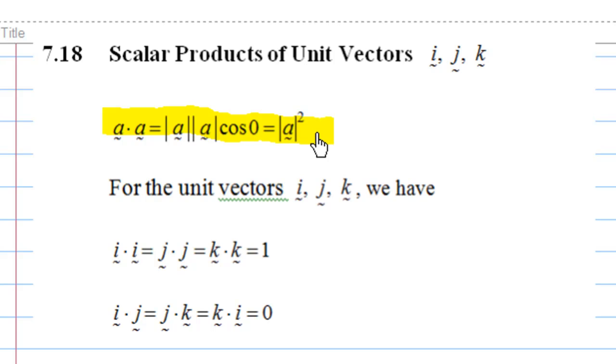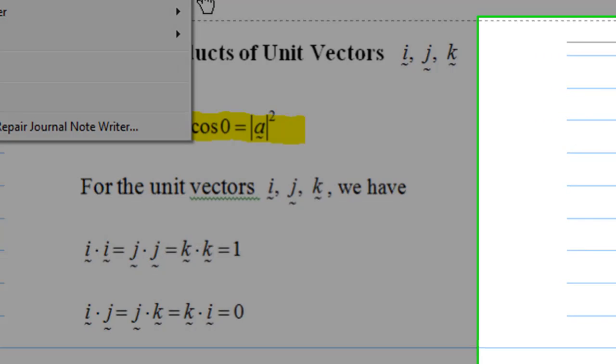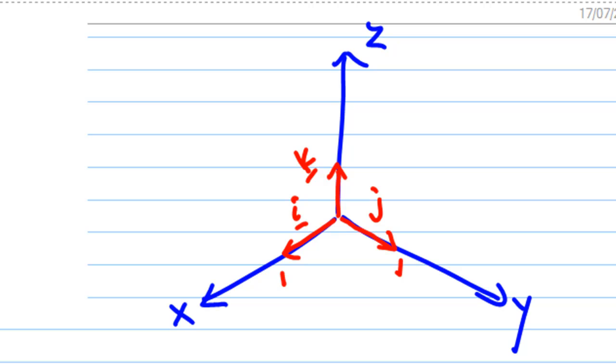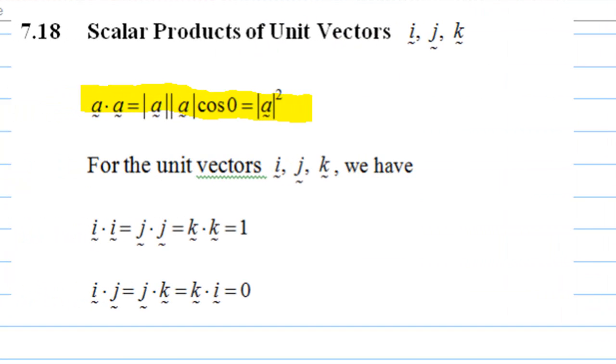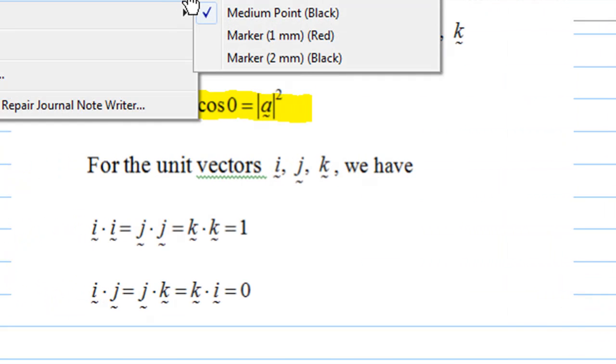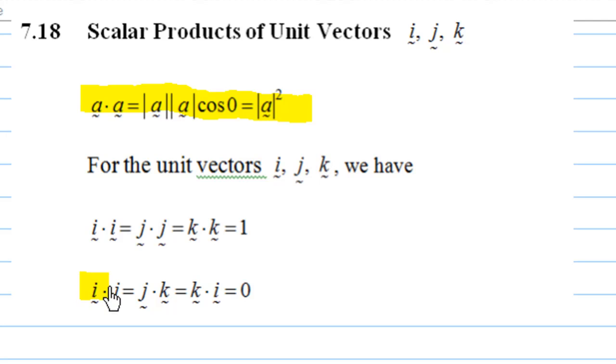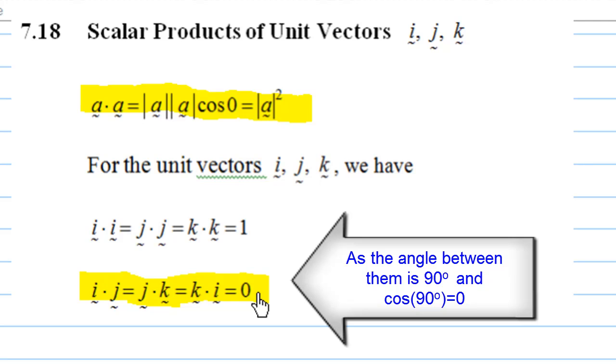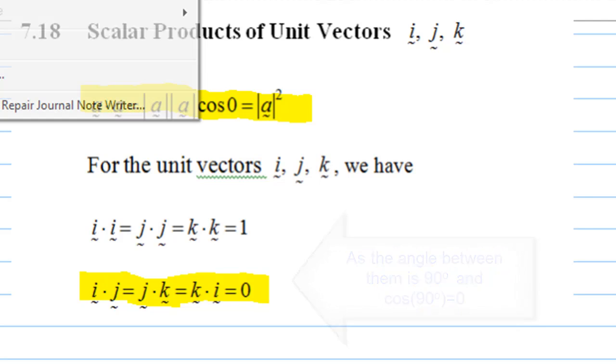We know that the vectors i, j, k are perpendicular to each other. For example, i and k are perpendicular to each other, j and k are perpendicular to each other, i and j are perpendicular to each other. So we expect that if they are perpendicular to each other, i dot j, j dot k, and k dot i will be 0.